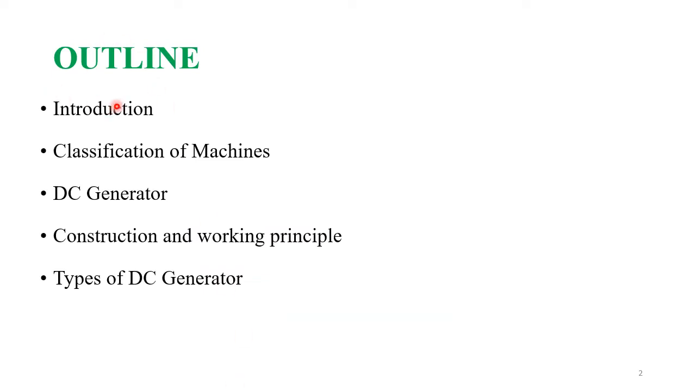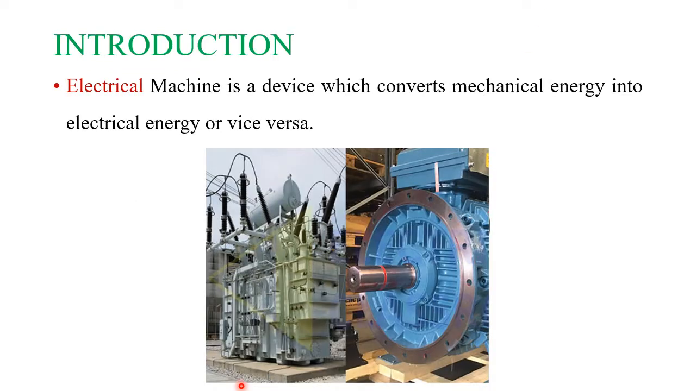In today's lecture, we are going to discuss the introduction to machines, then classifications of machines, followed by the DC generator, its construction and working principle, and finally the types of DC generator. A machine may contain several parts for doing a specific work, whereas an electrical machine is a device that converts mechanical energy into electrical energy or electrical energy into mechanical energy.